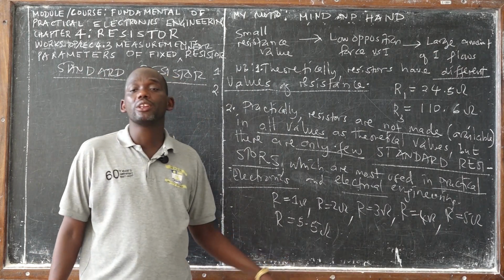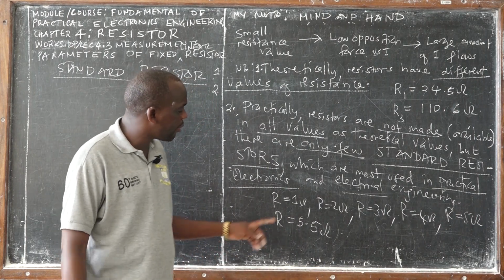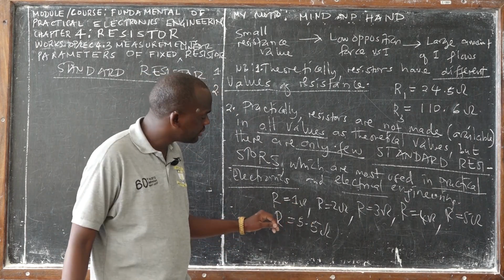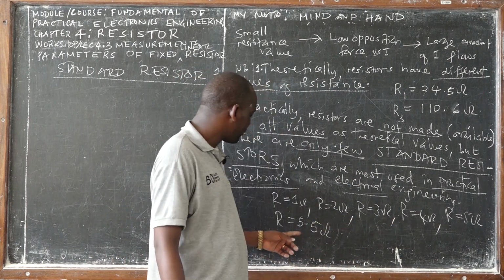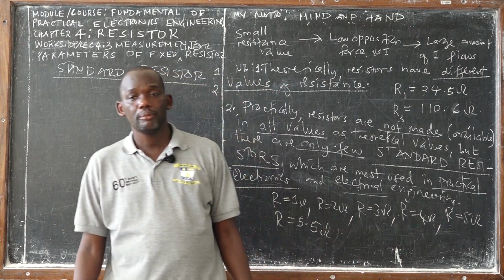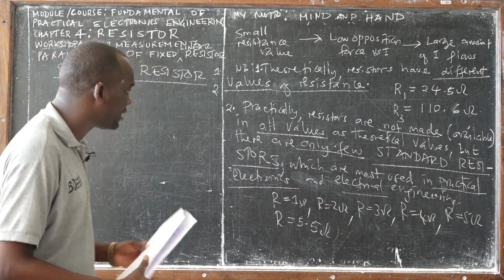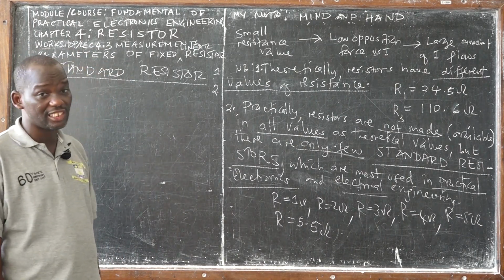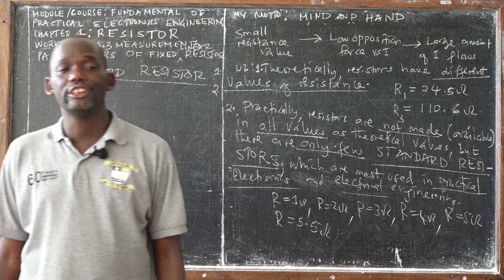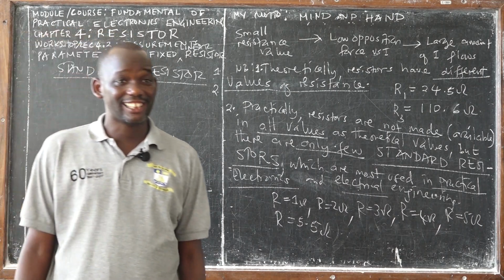Theoretically, it's okay, but when it comes to practical, if you are looking for a resistance of 1 ohm, you will get it, you will get 2 ohm, but 3 ohms is not there, 4 ohms is not there, and even 5.5 ohms is not there. So there are some special standard resistors which satisfy the needs of all technicians and all engineers in the world. So don't tell us that the standard resistors are not satisfying you.